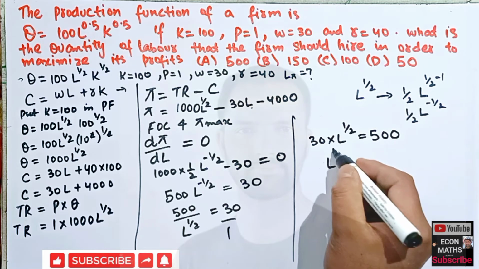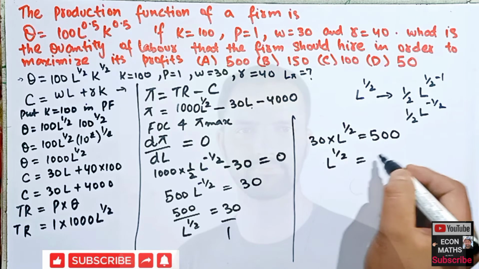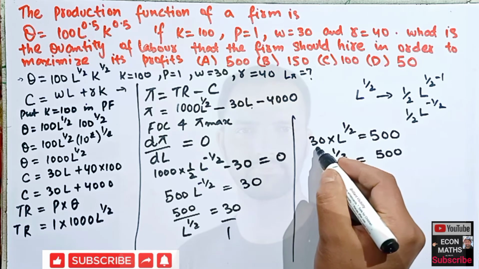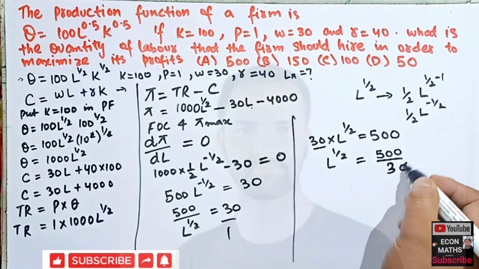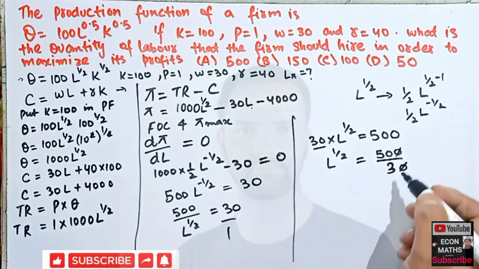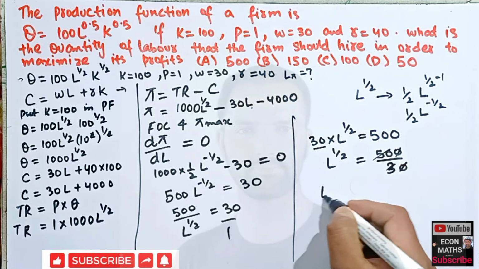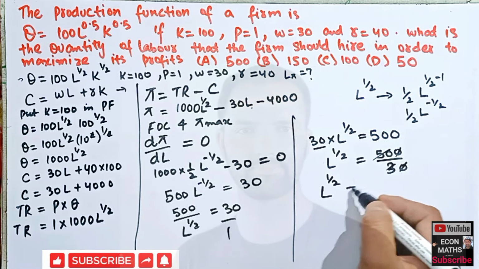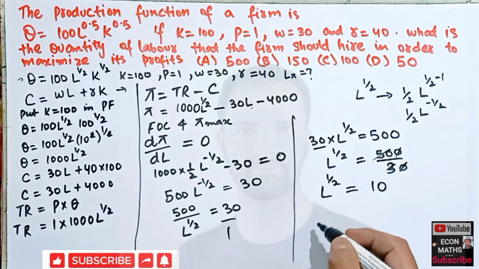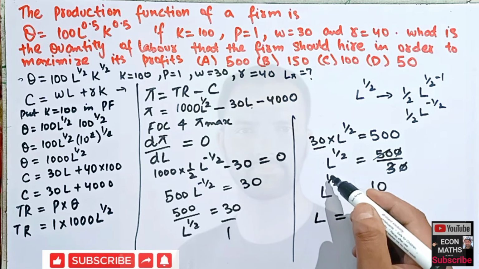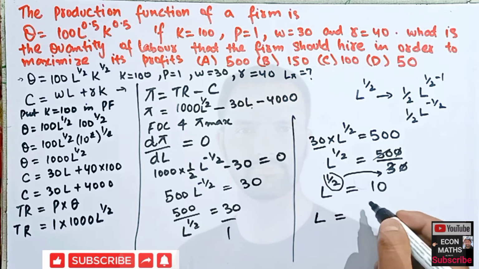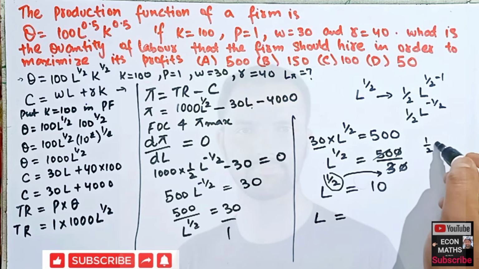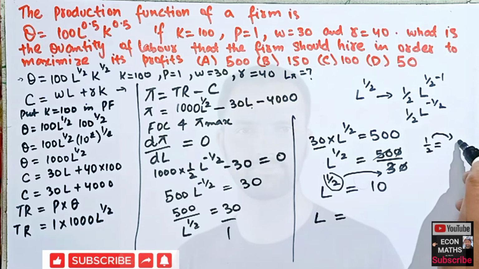Or L to the power 1 upon 2 is equal to 500, and when transposing this 30, it will get divided. So this 0 and 0 get cancelled, so we get 3 ones are 3, 3 tens are 30. That means L to the power 1 upon 2 is equal to 10. Or our L is equal to, if we transpose the exponent on RHS, it gets reciprocated, so 1 upon 2 when transposing to RHS will become 2 upon 1, that is equal to 2.